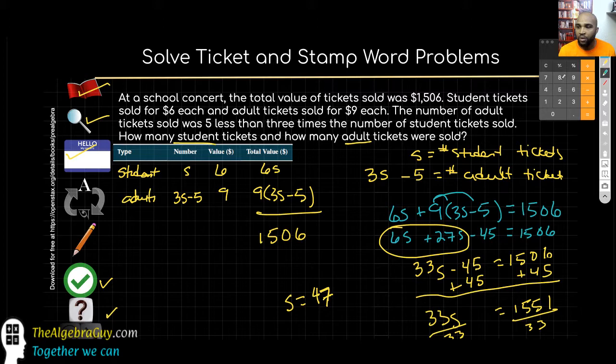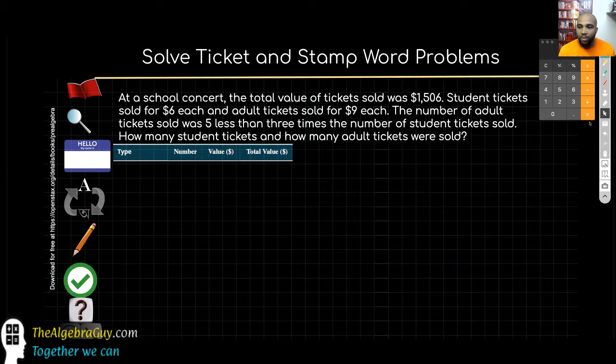So let me put that in different colors. So we have 47 student tickets. Well, in order to find out adults, I just put 47 in place of S. So that gives me, I'm going to write it over here, 3 times 47 minus 5, and I get 136. So my adult tickets is 136. Voila. Now I could replace these numbers and see if it gives me the total of 1506, but I'm going to let you do that if you want to check it. But that's how you want to set it up.